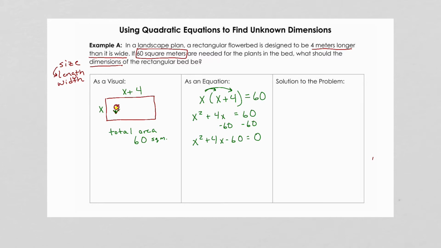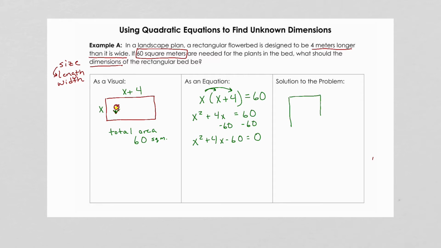Now, our goal here is to find out what x is. So we're finding the solution to this equation. And we've done that so many times. We know we're really looking for the x-intercepts, basically, of the quadratic equation. But we learned a lot of different ways to do it. I'm going to use factoring here. It's been a while since we did factoring.